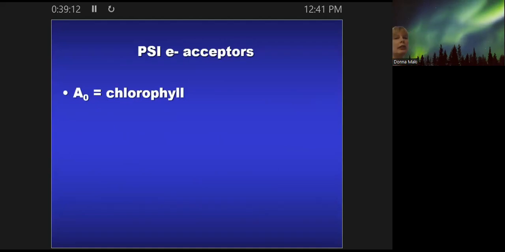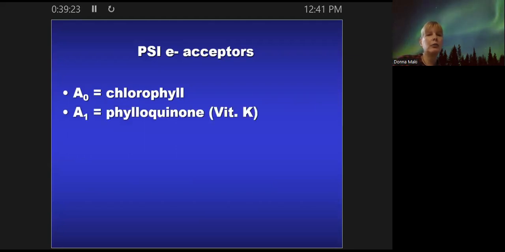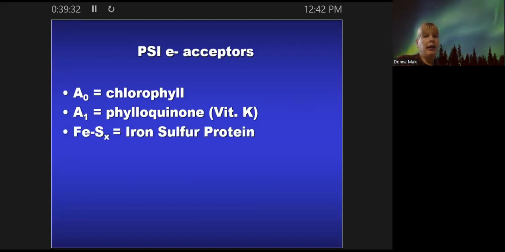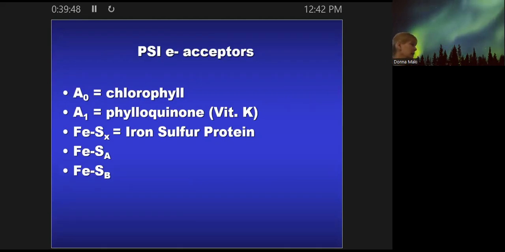The first acceptor is another chlorophyll molecule that they denote A0. So you can just say A0 is the next player. That's the one that gets the excited electron from the reaction center chlorophyll. Then A0 gives it to A1, which is a phylloquinone, which is actually vitamin K, if you think about it. Then it gets given to an iron sulfur protein, which they've labeled iron sulfur X. Then it gets passed to another iron sulfur, so they had to give it a special different name, so they say A, and then one more, iron sulfur B. So there's 3 iron sulfur molecules, boom, boom, boom.